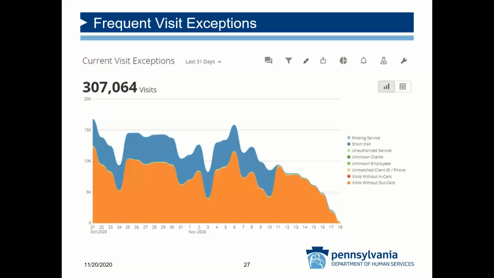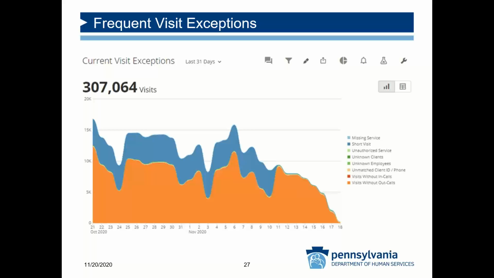Okay, this is a new slide you've never seen before, and what this basically covers is the frequency of visit exceptions. So you can tell by the coloration here, you look at the color indicator on the side here that tells you what exceptions are setting and the volumes of those exceptions that are setting. So blue would be, I believe, the short visit exception. That seems to be a big hitter for the visit exceptions, as well as visits without out calls.